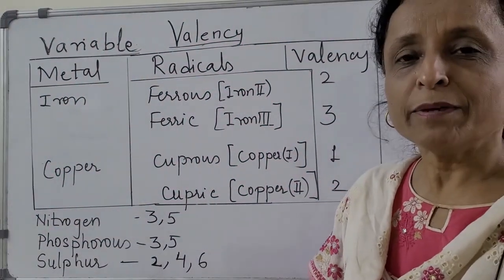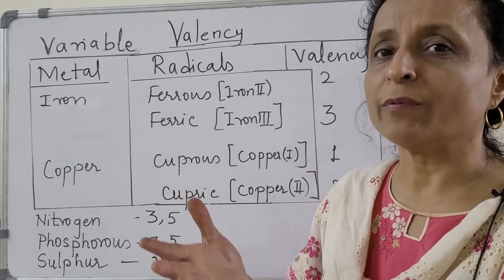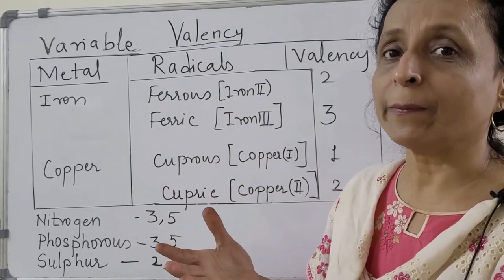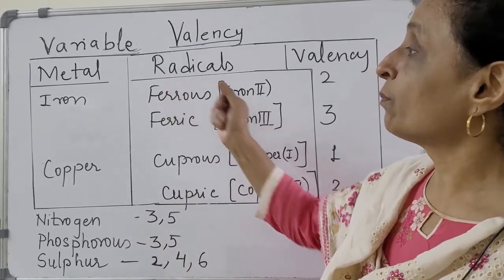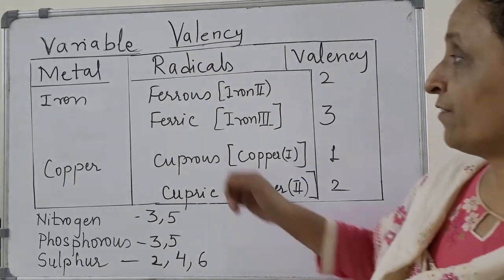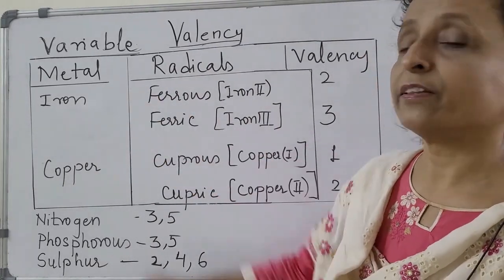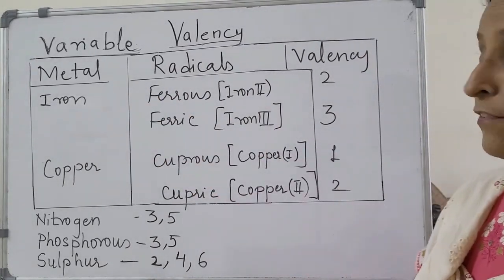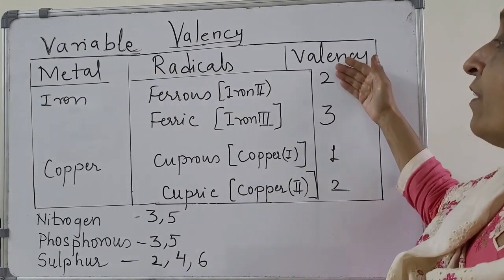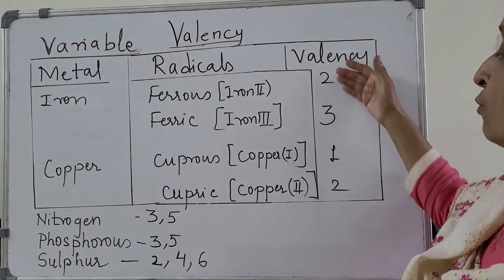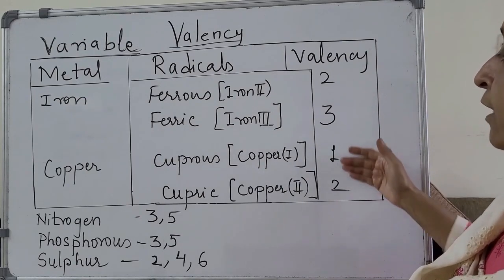Now some elements show more than one valency. That is known as variable valency. Let us see which metals have variable valency. Iron and copper are the metals which have variable valency. Iron has got valency 2 and 3. Copper has got 1 and 2.